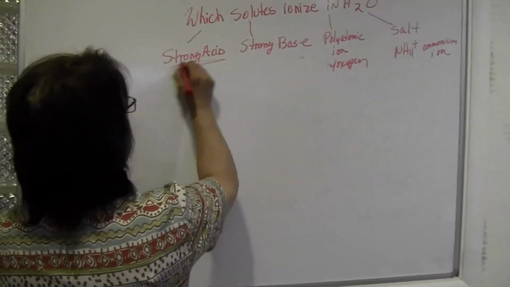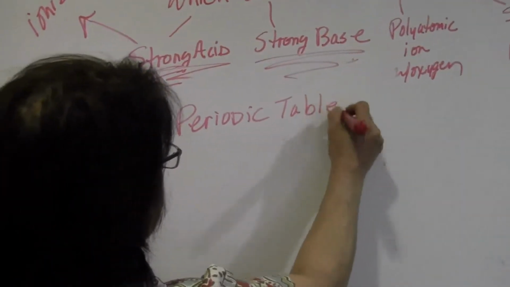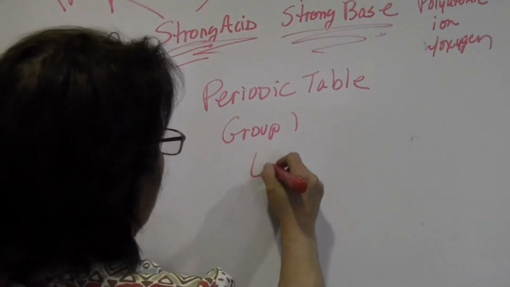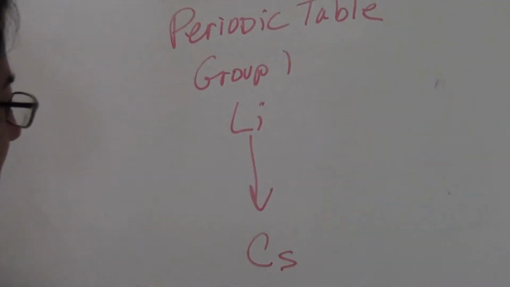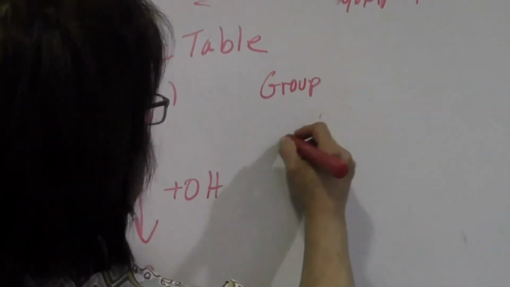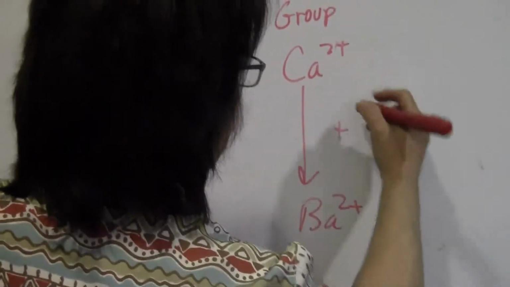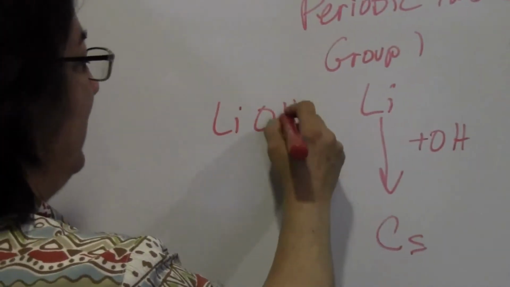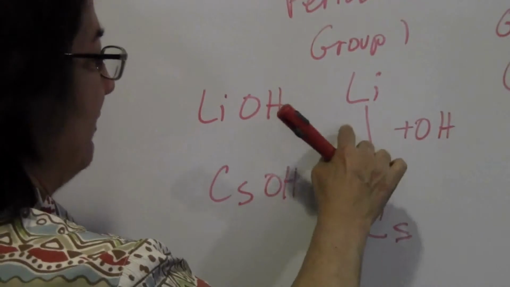Strong bases, and we call things strong when they ionize in water. So what's a strong base? For strong bases, you're going to use the periodic table. In group 1, you're going to go from lithium to cesium. Any base with these and everything in between with an OH, that's going to be a strong base. In group 2, anything from calcium to barium, and since there are 2 positives, we need 2 negatives, OH2. These will be strong bases. For example, lithium hydroxide, cesium hydroxide, and everything in between.